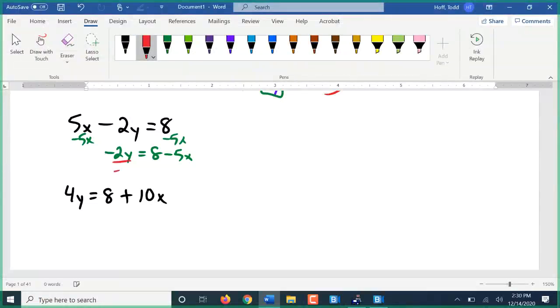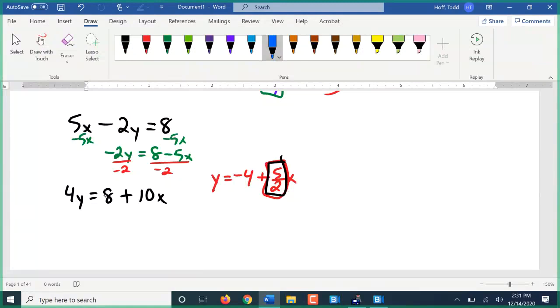Then I'm going to divide by the negative 2, giving me y equals 8 divided by negative 2 is a negative 4. Negative 5x divided by negative 2. Well, negative divided by negative is a positive. 5 divided by 2, I'm just going to write it as 5 over 2 x. That line has a slope of 5 over 2, 5/2.